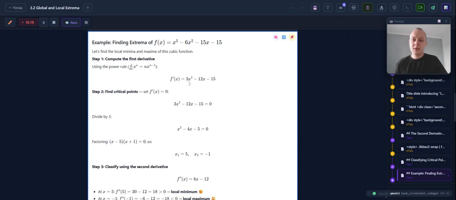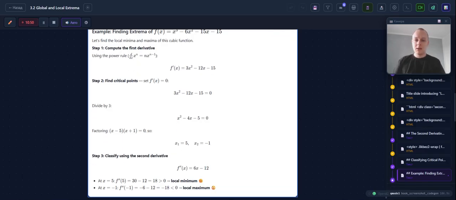So we will get 3x squared minus 12x minus 15, and our last term disappears, because it doesn't have any x in it. It doesn't affect change in our function, because it's a constant number.